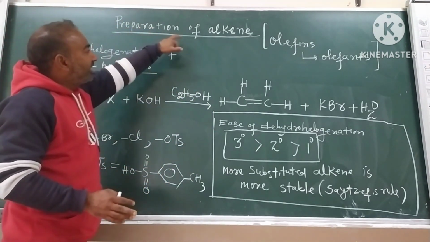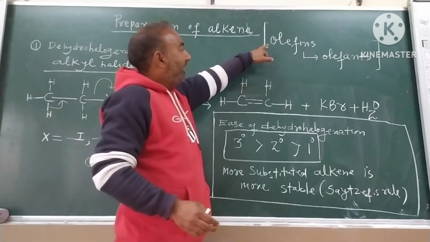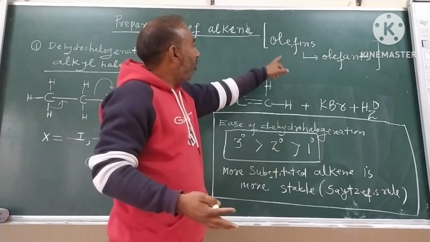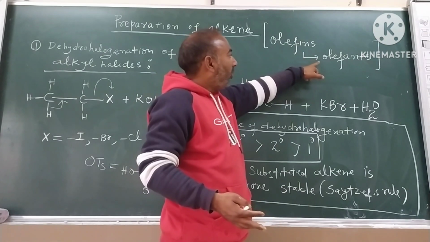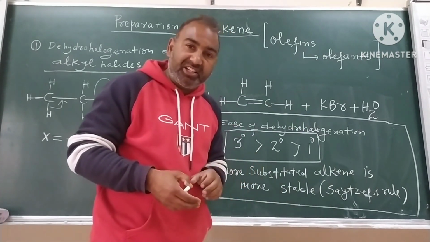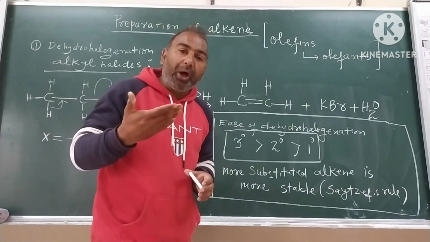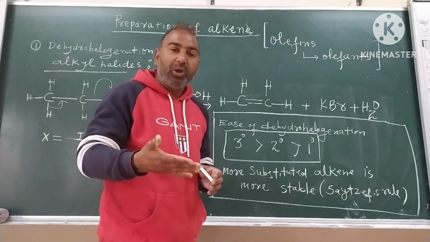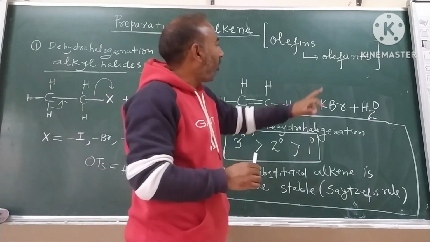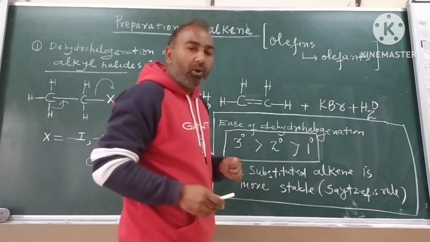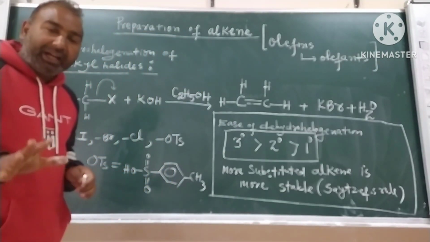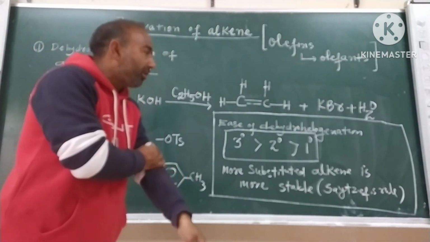So, preparation of alkenes. Alkenes' second name is olefins. Olefins comes from olefiant, meaning oil forming gas. That's why they are called olefins. They contain a carbon-carbon double bond.